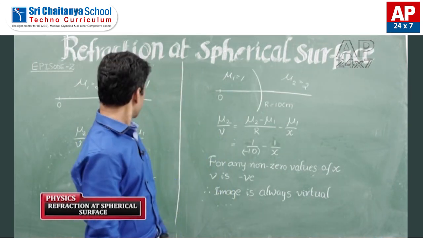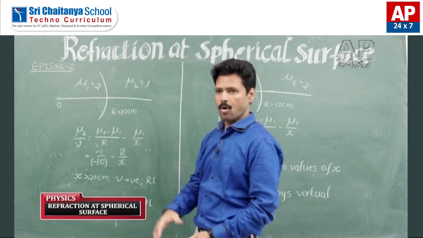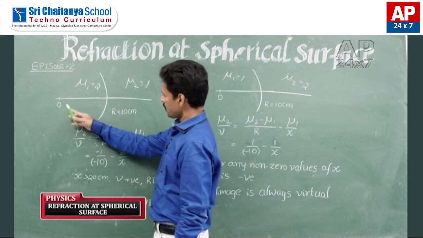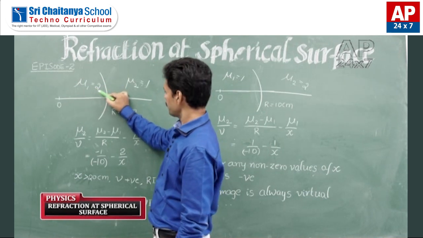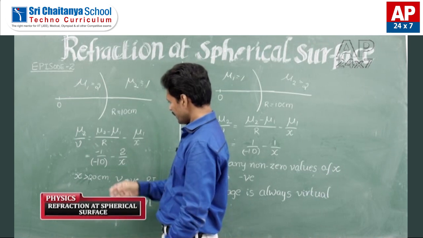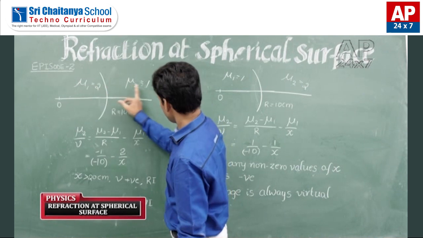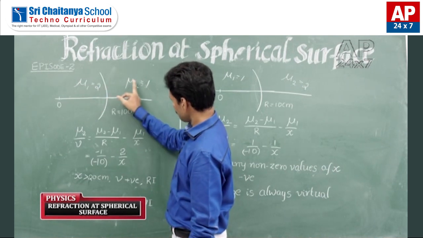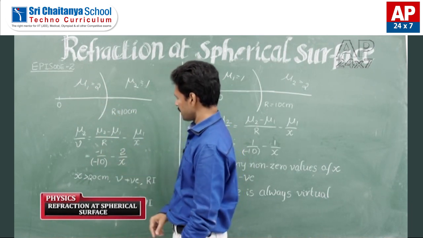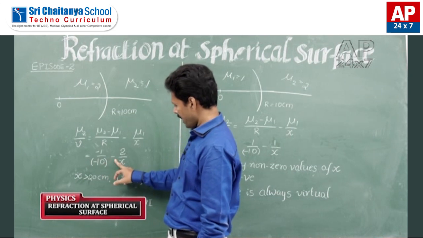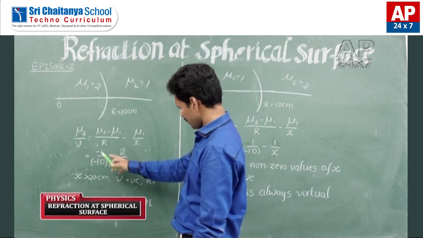See the next example. Let us take object on concave side. Earlier we have taken on convex side, right? So it is on concave side. It is in denser medium because mu1 is 2 and mu2 is 1, right? Now see here, mu2 minus mu1, mu2 is 1 and mu1 is 2. So it is now minus 1 by minus 10 according to sign convention, minus 2 by x. Therefore minus gets cancelled, it is now 1 by 10.